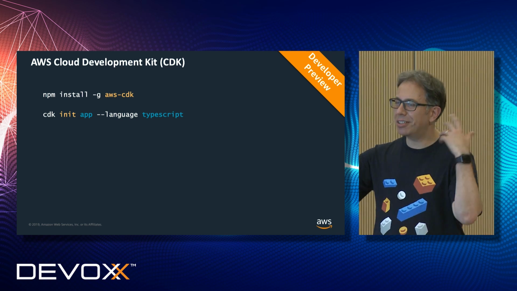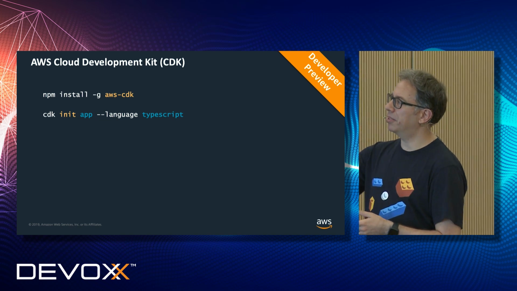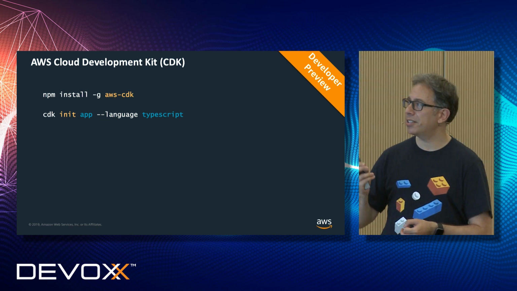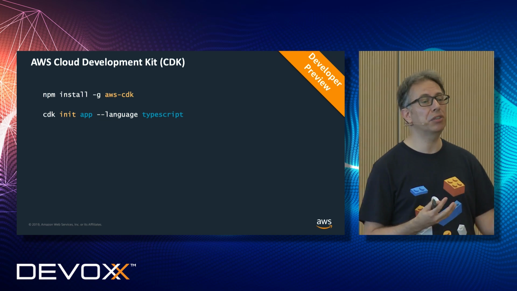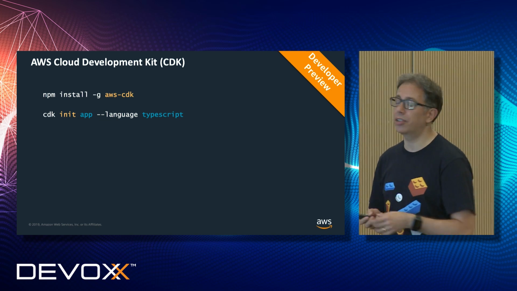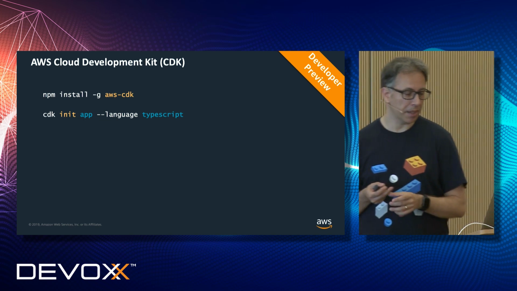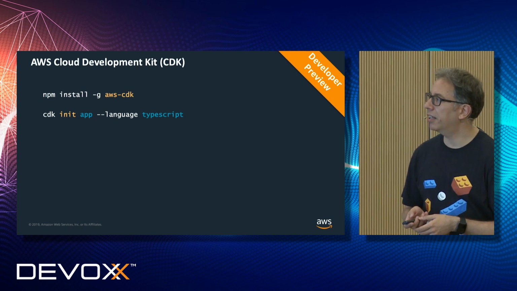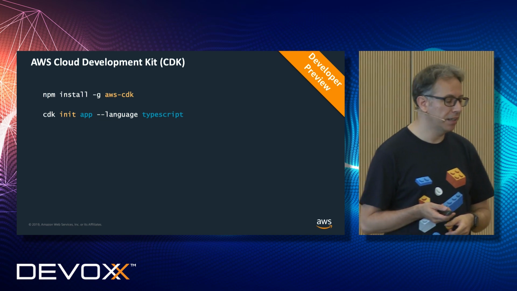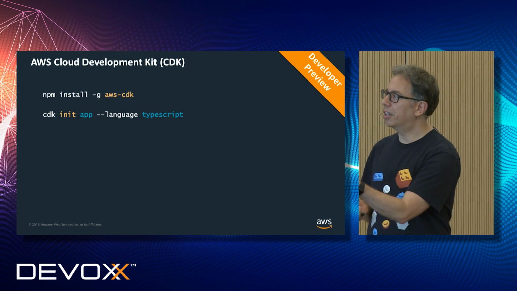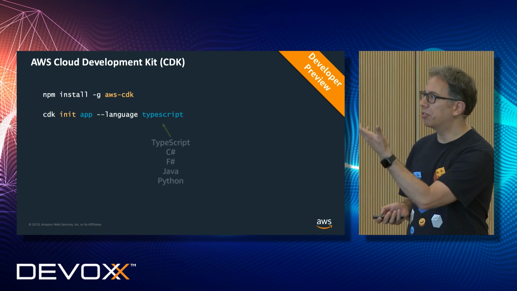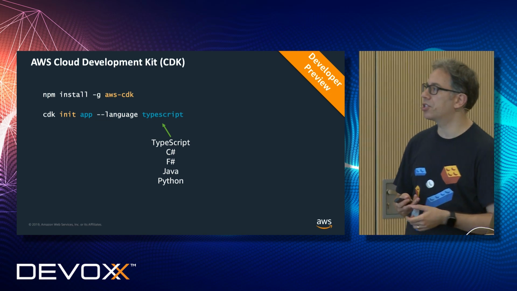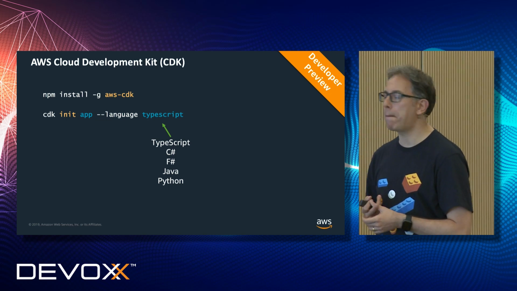And we started to think about that, and last year we launched this project that is still in developer preview. The idea is to use your own programming language to define the infrastructure. It's called the Cloud Development Kit, the CDK. You can install it with npm, and then you have the CDK command line interface that you can use to initialize your application. These are the languages that we support for now: TypeScript, C# and F#, Java, and Python.